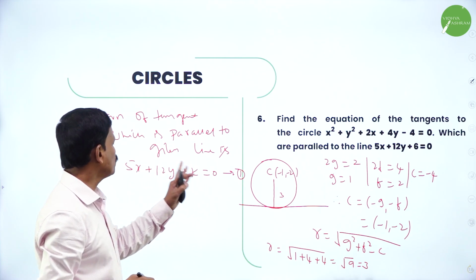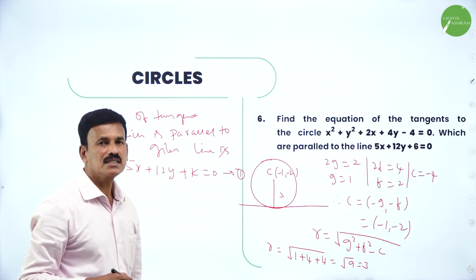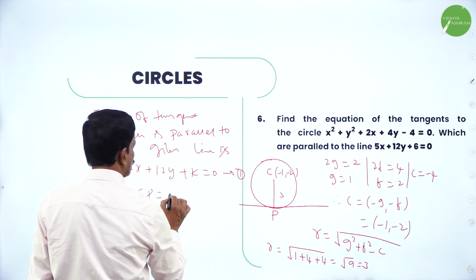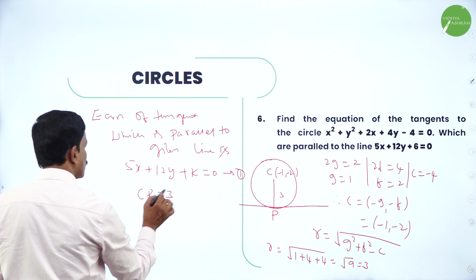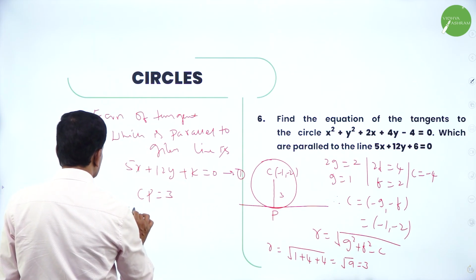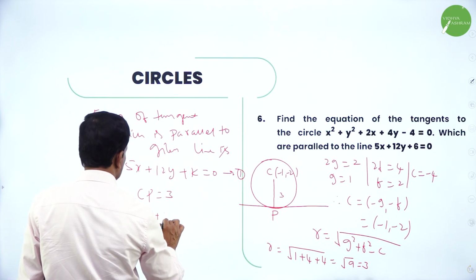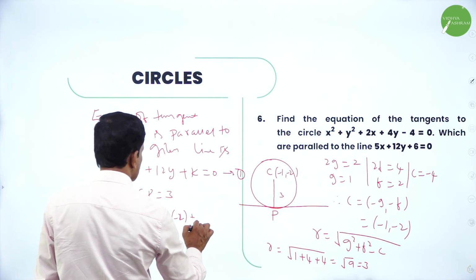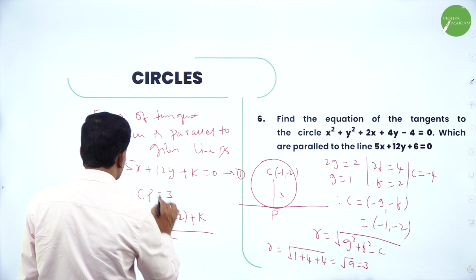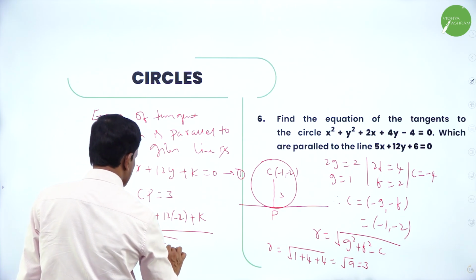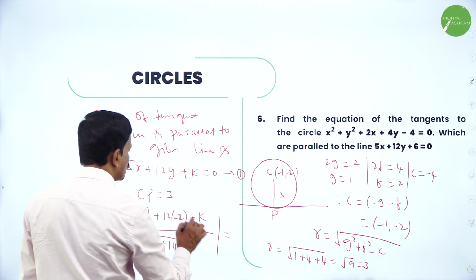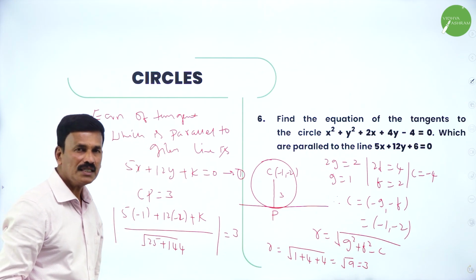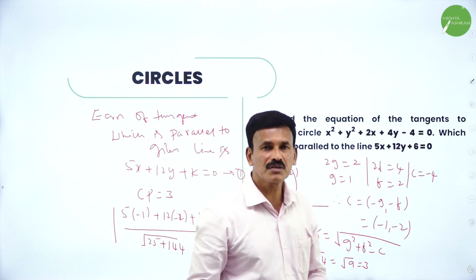Just find out the length of the perpendicular from this line to the center. That's equal to the radius. So if it is CP, we know that CP is equal to the radius. So the length of the perpendicular is (A x1 plus B y1 plus C), that is 5 into minus 1 plus 12 into minus 2 plus k, divided by root of A square plus B square, 5 square is 25 plus 12 square is 144, is equal to the radius, that is equal to 3. Solve this, you will get the value of k. Substitute in this equation number 1, that will give the required equation of the line.